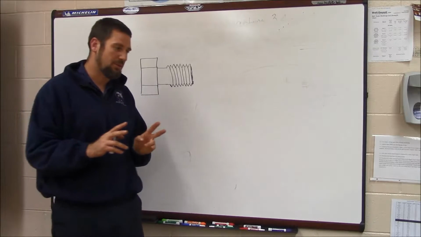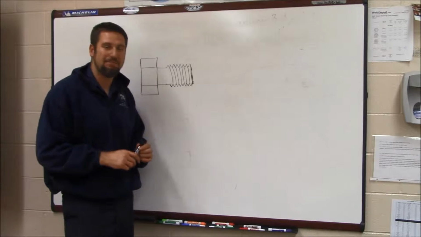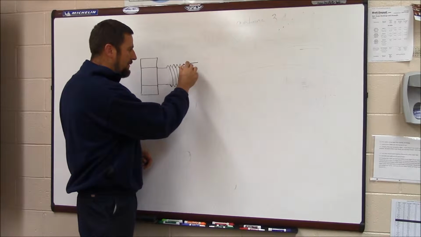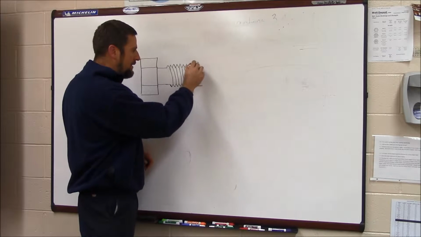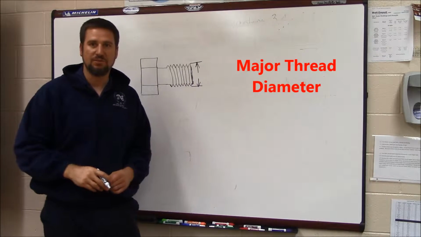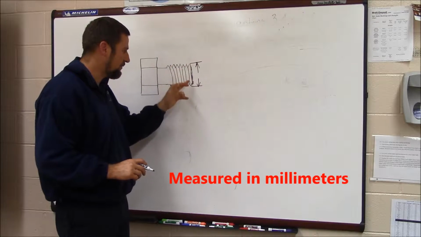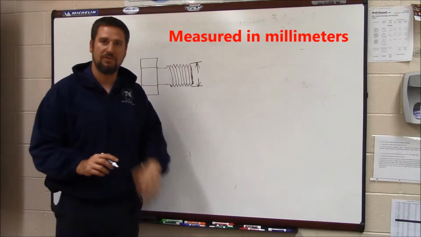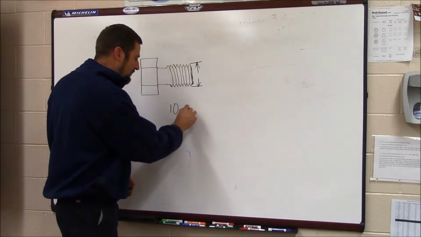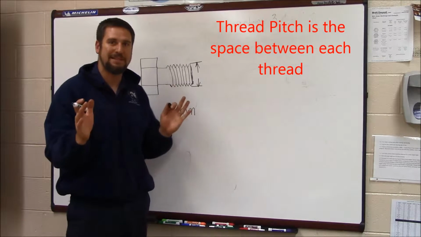So there's two numbers that we're concerned with for metric fasteners, and the first number is the major thread diameter. So that's the distance from the top of this peak to the top of that peak, and in metric fasteners we do it in millimeters. So if this distance from here to here was 10 millimeters, we'd start this fastener measure out with 10 millimeters. The second number that we're concerned about is the spacing of the threads.